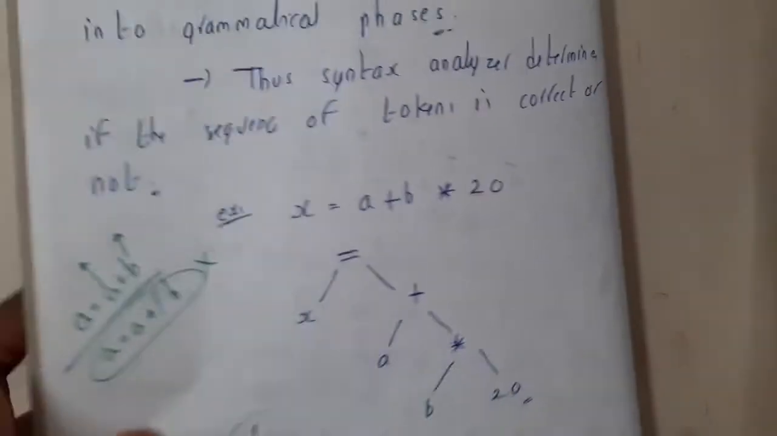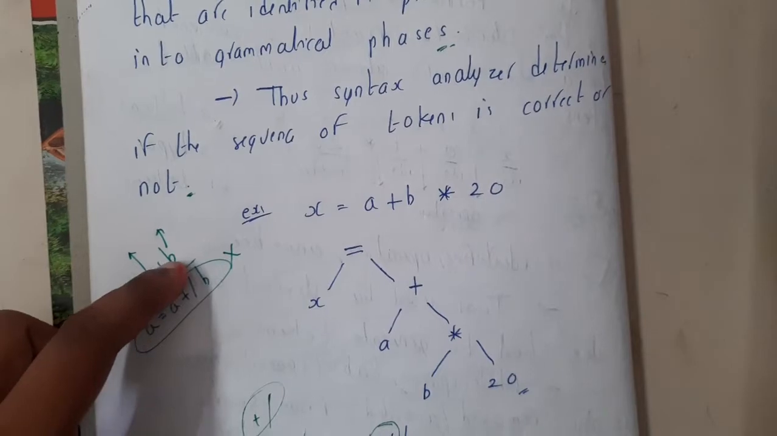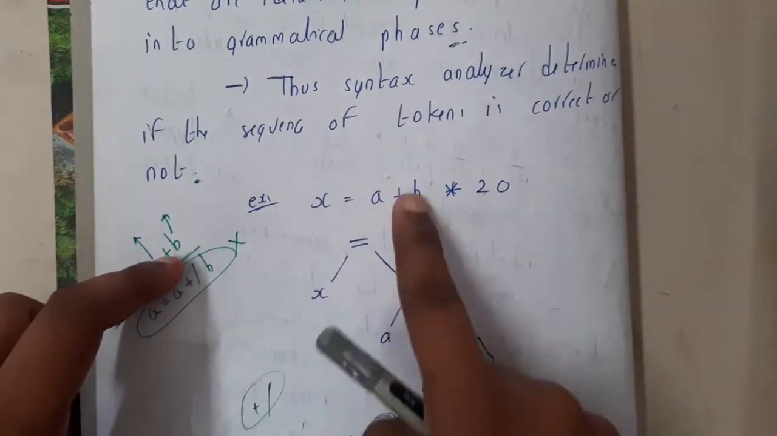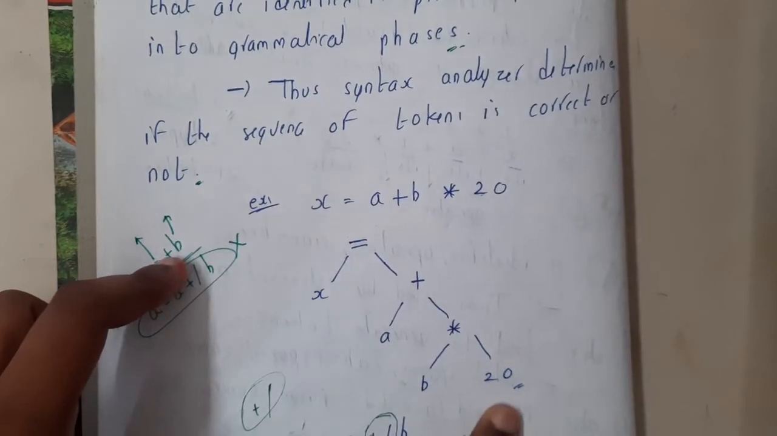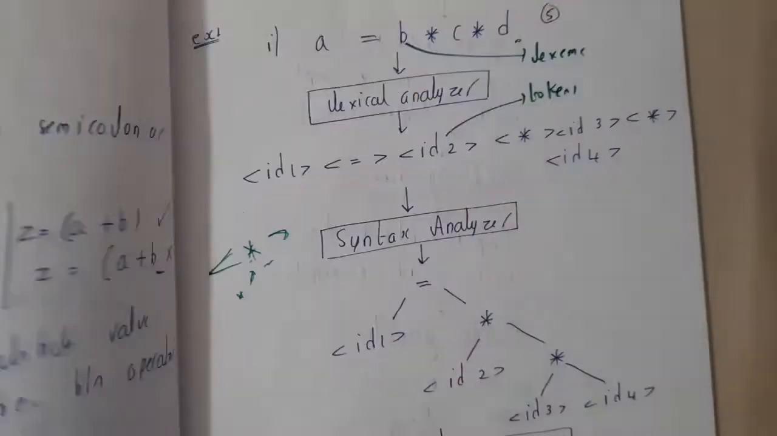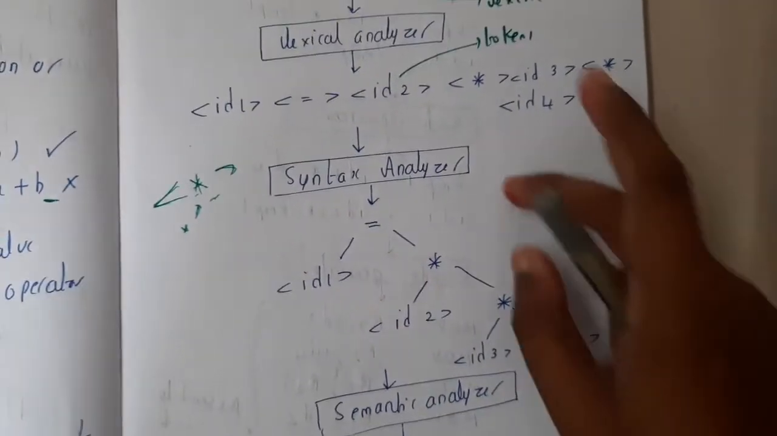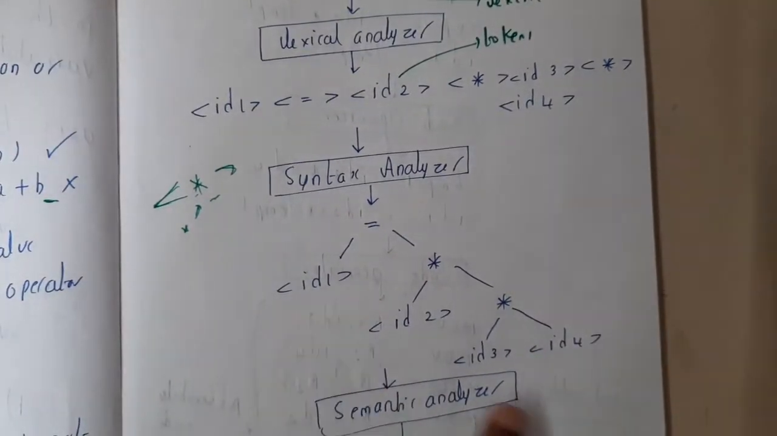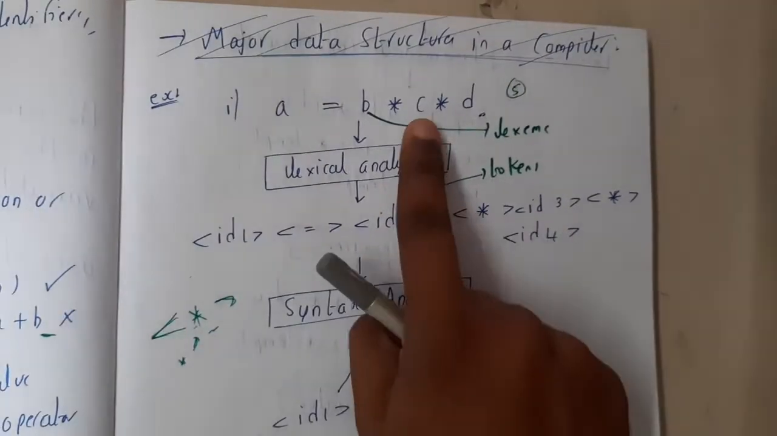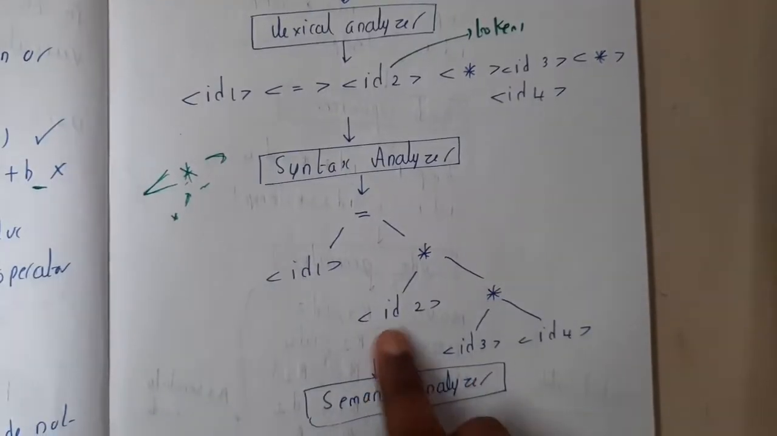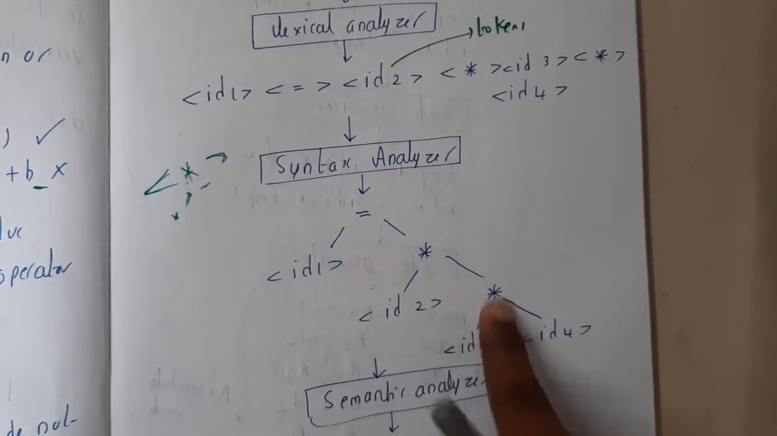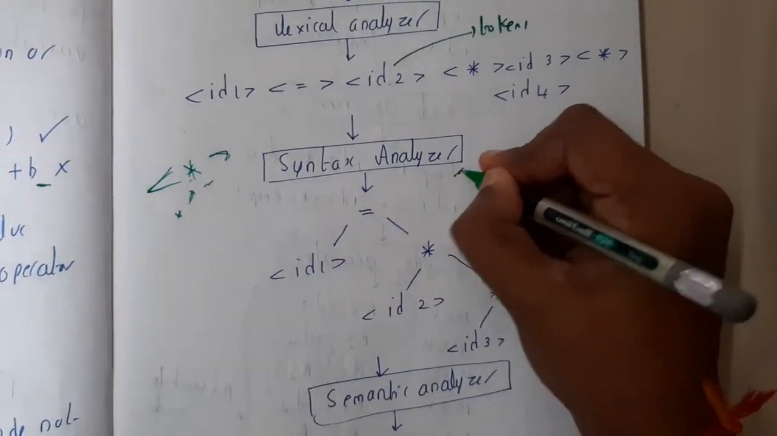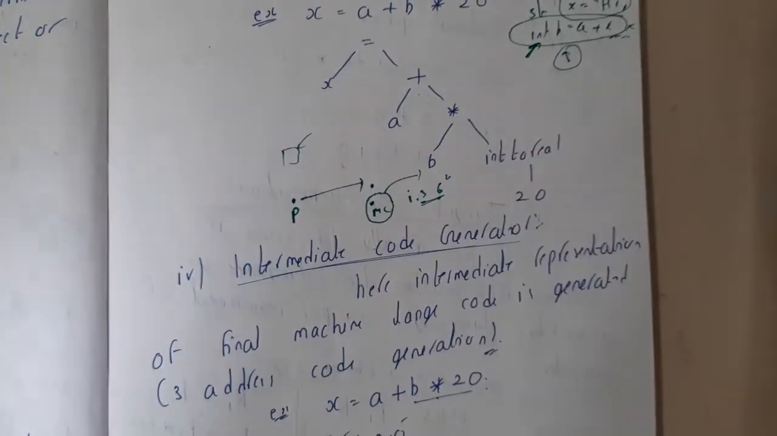Most of the students are like, okay, we understood it, but why did you write X, A, B and 20? You should write identifier 1, identifier 2, identifier 3 and number, right? You are absolutely correct, guys. I just wrote it that way so that you will understand. But in reality, it is going to be converted that way only. Identifier 3 into identifier 4, that is C into D, then identifier 2 plus that result, and identifier 1 equal to this result. Got it? So this is the step with respect to the syntax analyzer, guys.